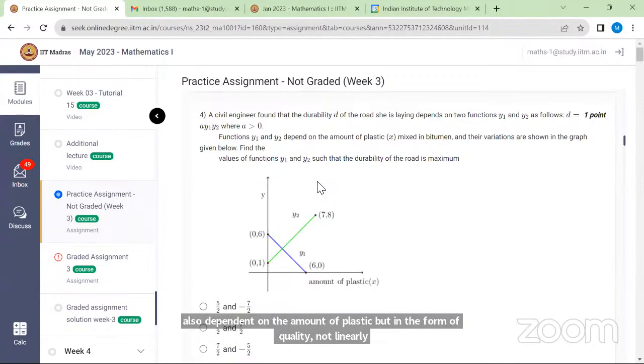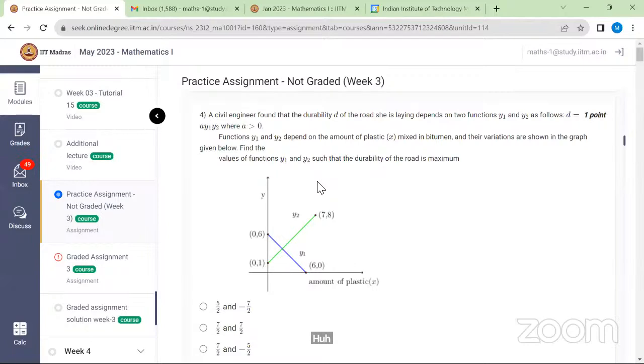Correct. So tomorrow, on the same question, if they give the amount of plastic x, can you find the durability? This means you have to take the value of x and substitute it in the quadratic equation, and you get the durability. That's it.